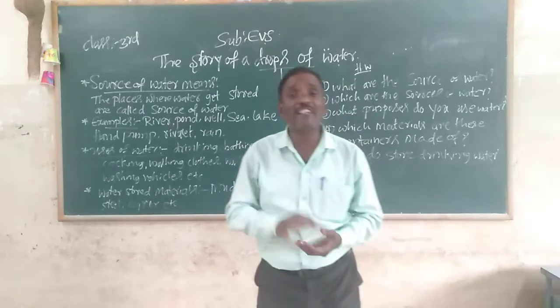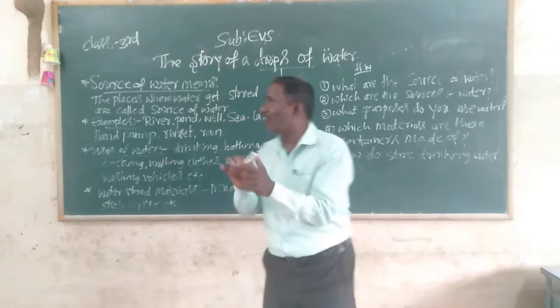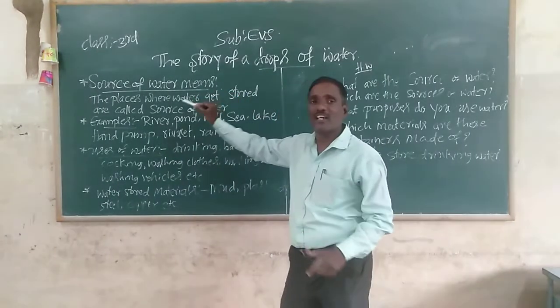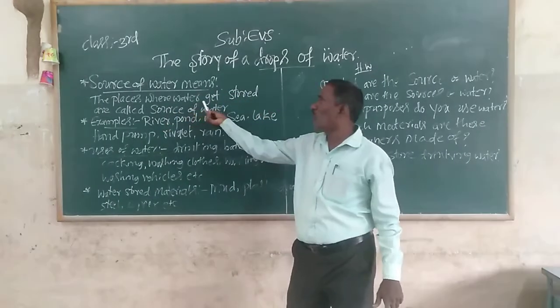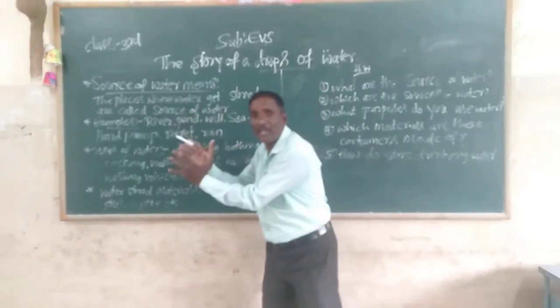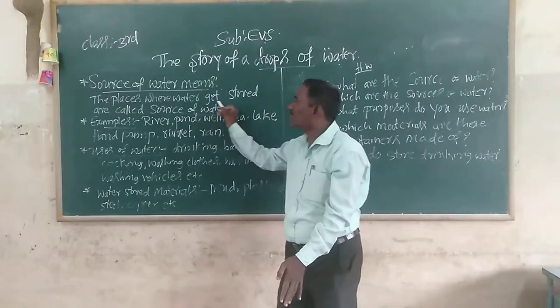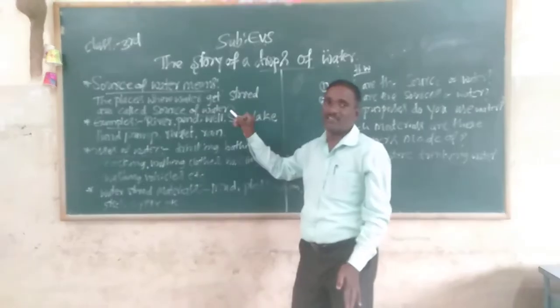Identify the different sources of water. What is the source of water? Source of water means the places where water gets stored. Those specific places where water gets stored are called sources of water.